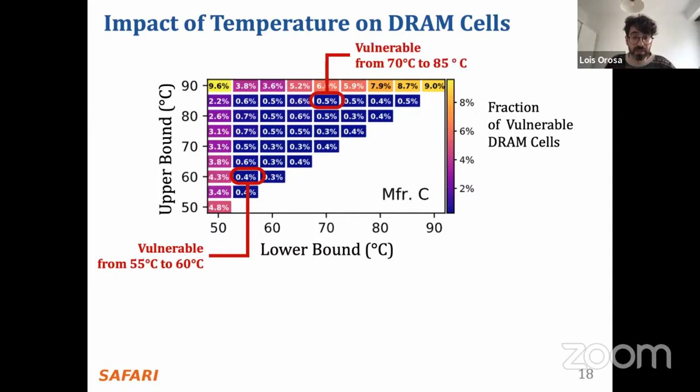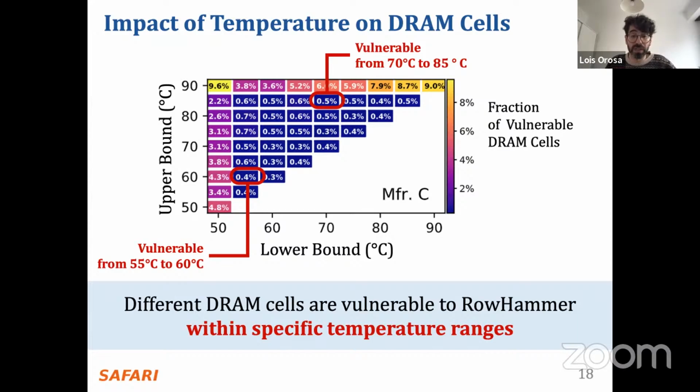Another example is that 0.5% of the cells experience bit flips only between 70 and 85 degrees Celsius, as we see in the figure. We conclude that different DRAM cells are vulnerable to RowHammer within specific temperature ranges.